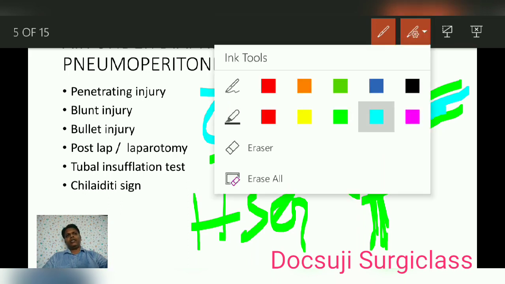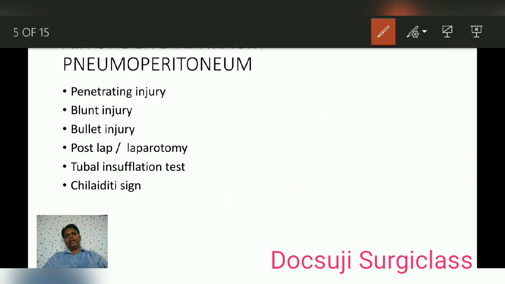And the last one is the Chilaiditi sign. It is not a cause for pneumoperitoneum. It is one of the differential diagnoses. I just want to show that this is one of the radiological illusions.